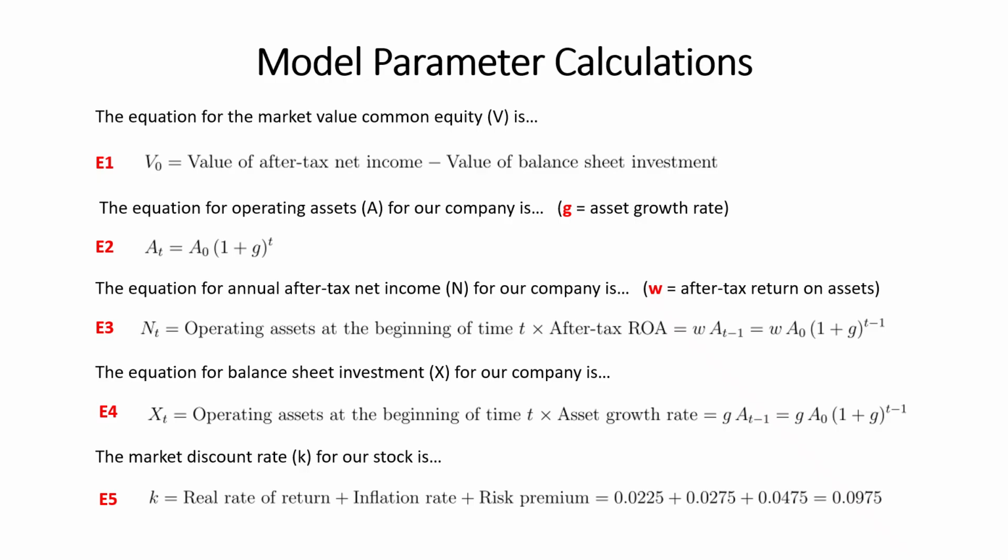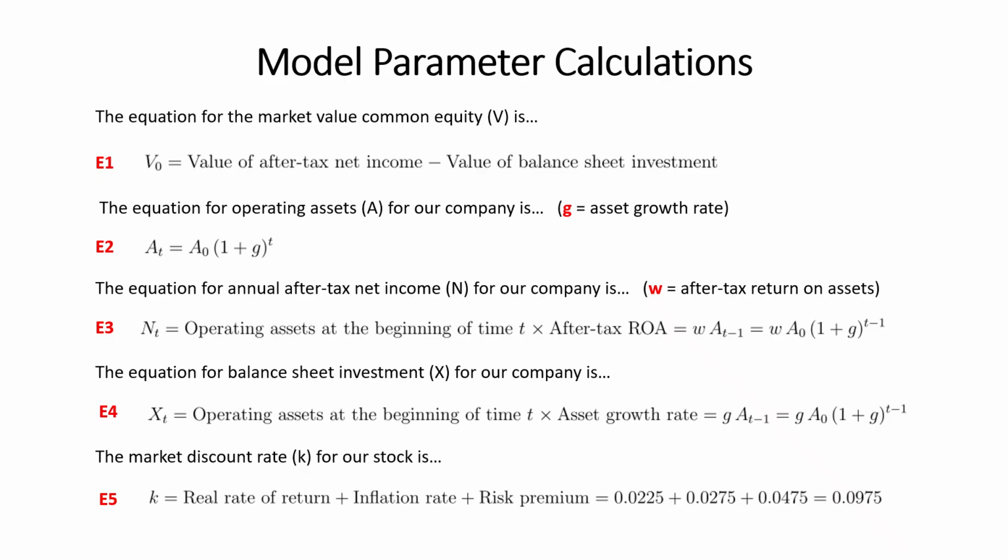Now E3 is the equation for my annual after-tax net income for our company. This is where the return on assets comes in. We're going to say that net income for year T is going to be my operating assets at the beginning of time T times my after-tax return on assets, which is W. So therefore, I take equation E2, which are my operating assets, multiply that by W, which is my return on assets, and the product of those two is going to be my net income. This is the starting point for dividends.